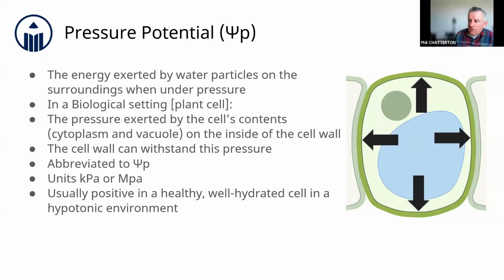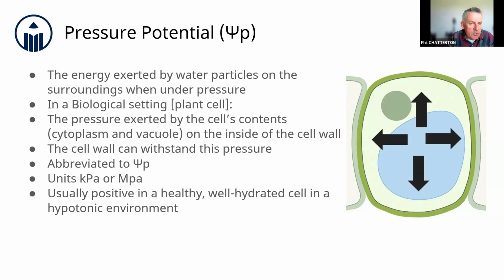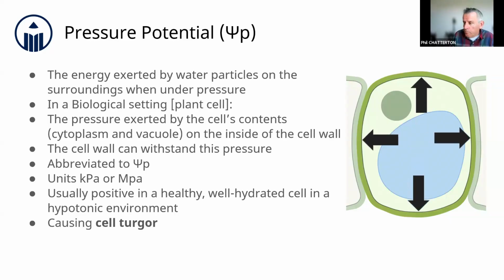And it's usually positive in a healthy, well-hydrated cell in a hypertonic environment. So the hypertonic environment would mean there's a higher water solute potential outside the cell, which would cause water to move into that cell by osmosis, which in turn pushes the cell membrane out towards the cell wall. And that's a condition called cell turgor.